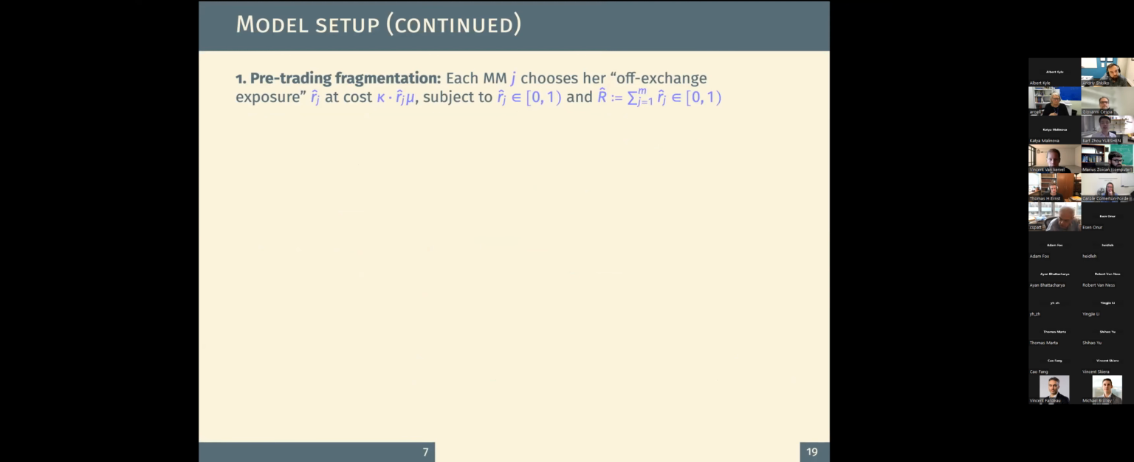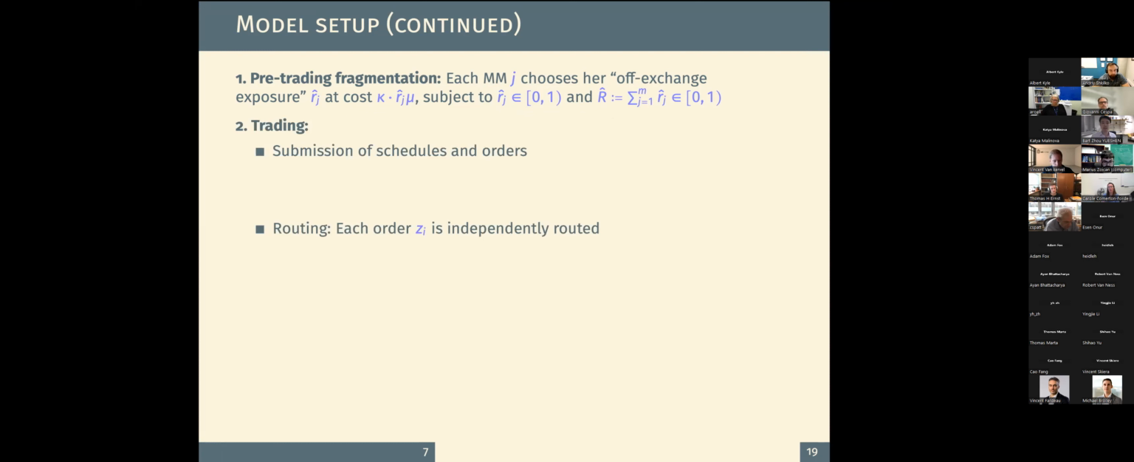Okay, trading, how does that work? Before trading happens, each market maker chooses her off-exchange exposure r_j hat, small r_j here, at a linear cost of kappa times how much of the orders they're getting in total, right? So in total, there's mu measure of investors, mu units of orders, and r_j hat times mu is the amount of orders they get off exchange, and kappa times that is basically the total linear cost they pay for siphoning that amount of orders off exchange. And we require, of course, these fractions to be between 0 and 1, and R hat, the total amount of orders off exchange, is also between 0 and 1.